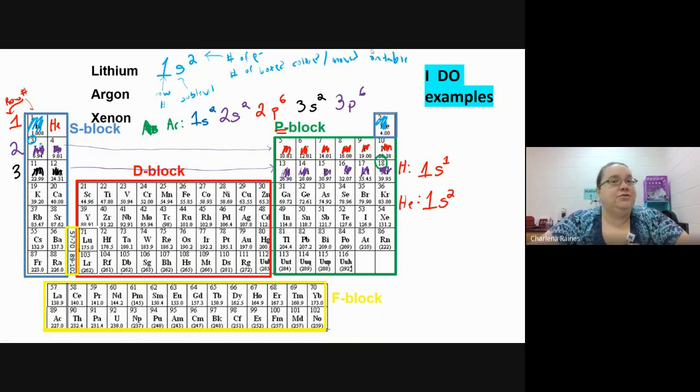Do a quick self-check. Add up the electrons. 2 plus 2 plus 6 plus 2 plus 6 gives me 18. Argon has 18 electrons, so that is likely the correct configuration.